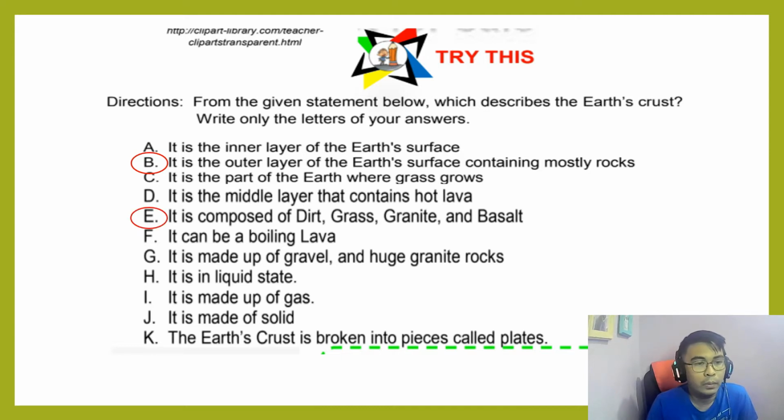Okay, so here are the answers for that activity. If you chose these five letters, you are correct, because Earth's crust is the outer layer of the Earth's surface containing mostly rocks. Aside from that, it is composed of several materials such as grass, dirt, granite, and basalt. It is made up of gravel and huge granitic rocks as well. It is made up of solid. And lastly, the Earth's crust is broken into pieces called plates. So I hope you got it right. Don't worry if your answers are wrong, because it's just a pretest.